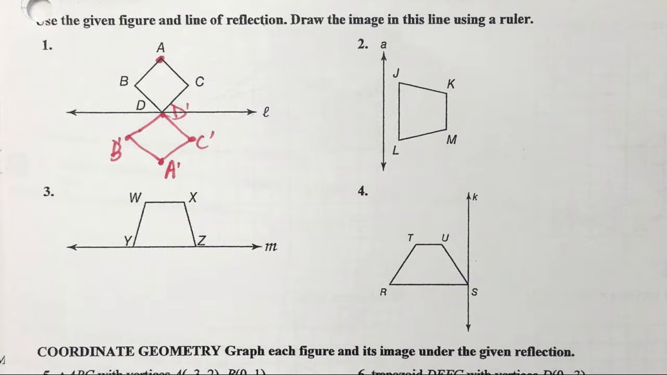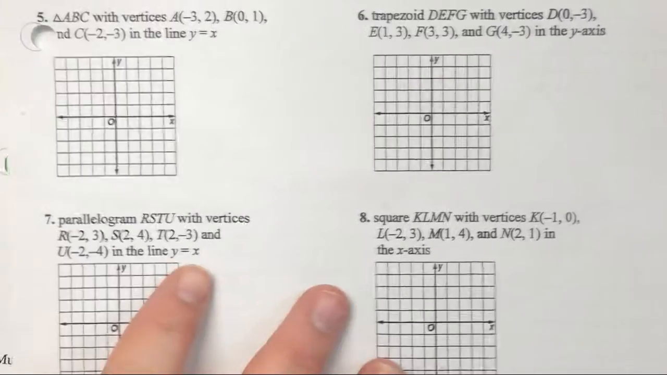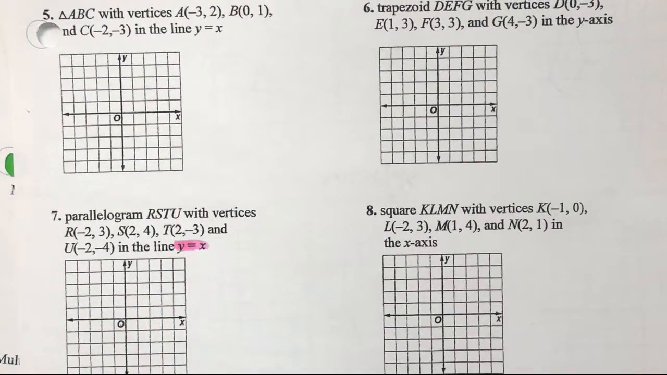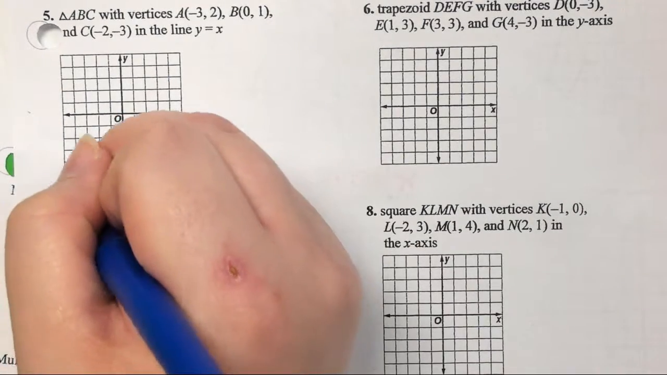5 through 8 are the hardest ones on the paper, because you actually have to plot the points first, then figure out the line of reflection, then draw the new guy, the reflected image. So 5 through 8, hardest ones of the day by far. In fact, the hardest one is for sure number 7, because the line of reflection is y equals x. So I'd make myself a note to look at the last example.